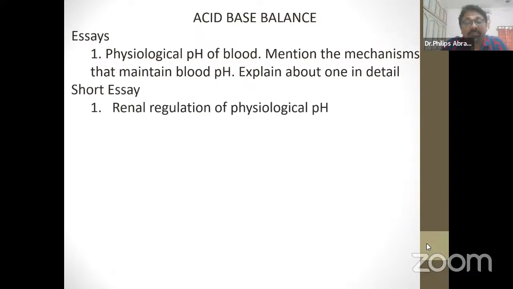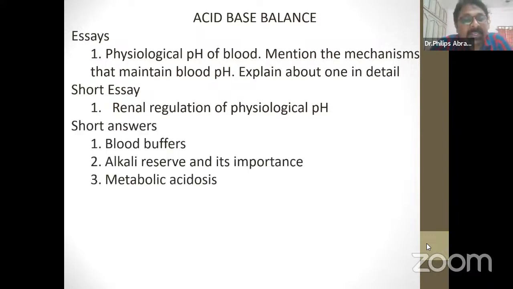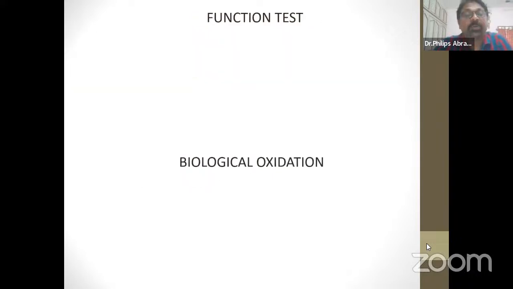And in that, many times, this question, renal regulation of physiological pH, we know about the 4 chart-like, 4 tabular columns. That's another important question. Then short answer question about blood buffers, alkali. Another question, what is alkali reserve and its importance? And a number of times metabolic acidosis can be asked.